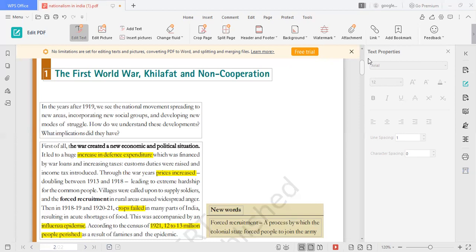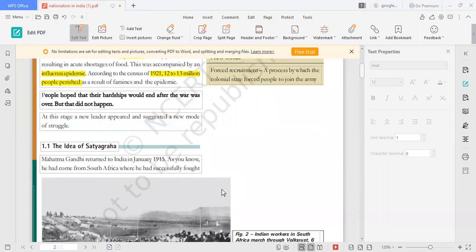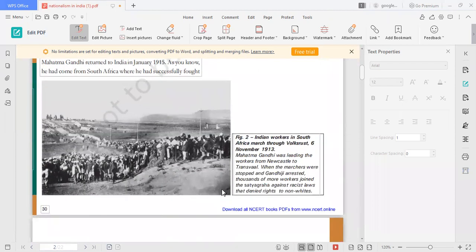Now let us move on to the idea of Satyagraha. People were believing that these hardships would end after the war was over, that all the problems would be solved. They were waiting. Their endurance was a question mark. That did not happen. So during this period, Mahatma Gandhi entered.